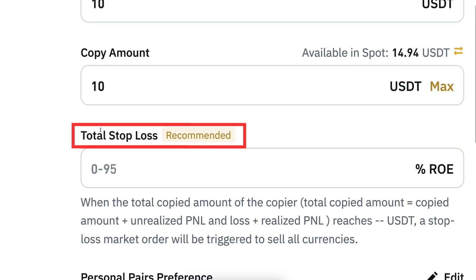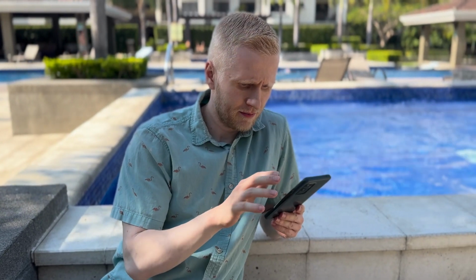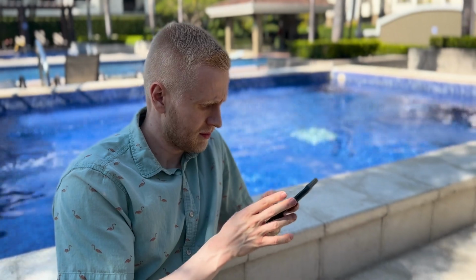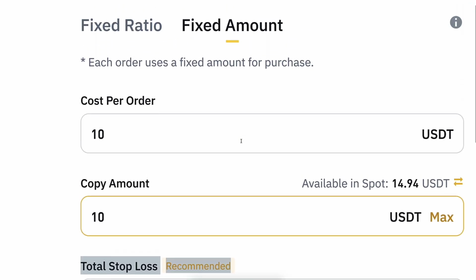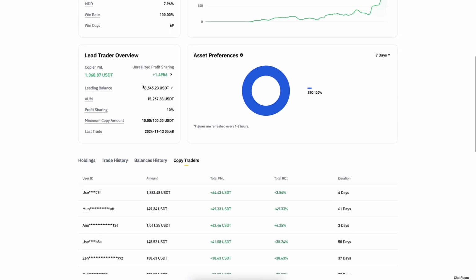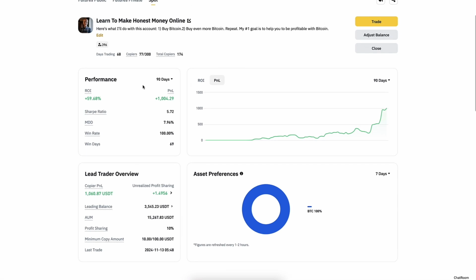Now it says here total stop loss recommended. However, there are some reasons why it might not be recommended and I will show those reasons for you in a moment. Now if you are asking how much to invest, you have the freedom to choose. 10 USDT is the minimum. Now what are the 3 biggest beginner mistakes with copy trading?